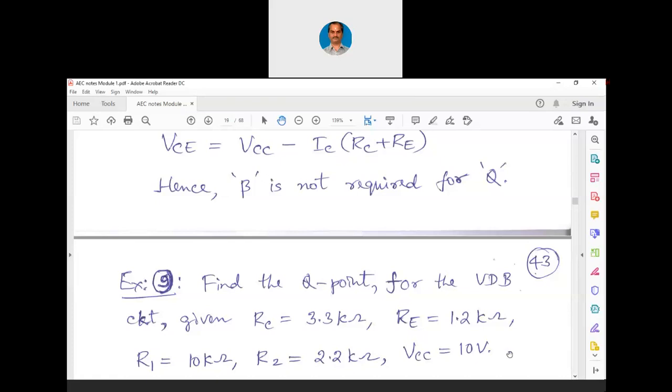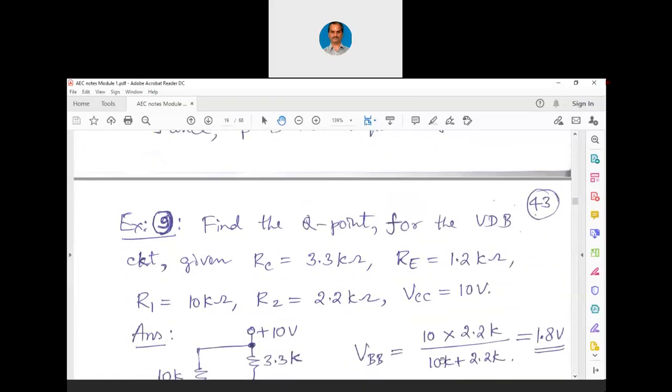VBB is 1.803 volts. Yeah, you can see here VBB is around 1.8 volts. That is correct. Yes, correct Kamal. VBB is 1.8 volts. Now find out VE. 1.8 minus 0.7 is 1.1 volts. 1.1 volts is VE. 1.1 volts divided by 1.2K. That is going to be IE.